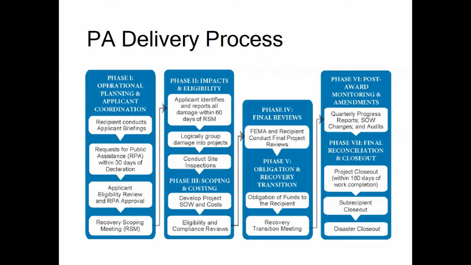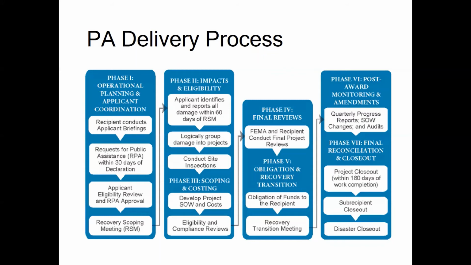FEMA gathers project-specific information by conducting site inspections and obtaining documentation. Damage information is the foundation of the overall project award. The scope of work and cost eligibility is tied to the eligibility of the damage.